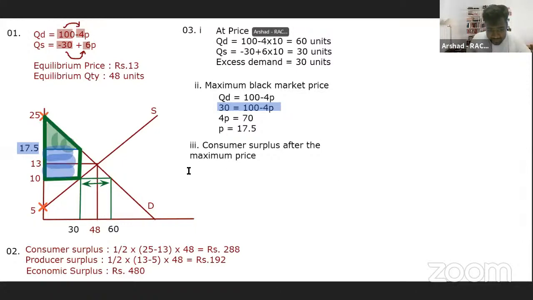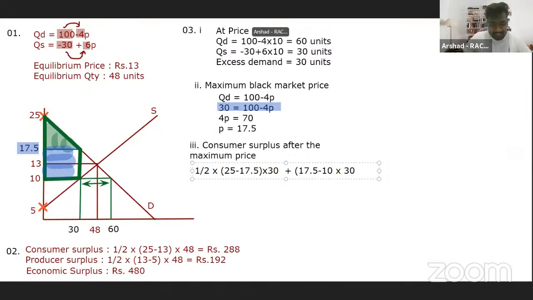We'll see. So first one, the area of the first triangle, it's half into what is the height? 25 minus 17.5 into 30. That's the first half of it. Okay, that small green triangle over there. Then we find the area of the rectangle. That is simply 17.5 minus 10 into 30. Okay, so we solve this. See how much you all get. Guys, you all can find it different ways.